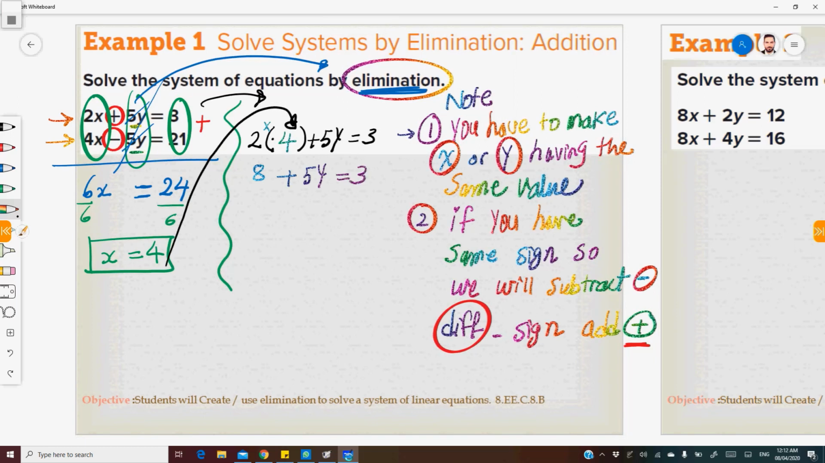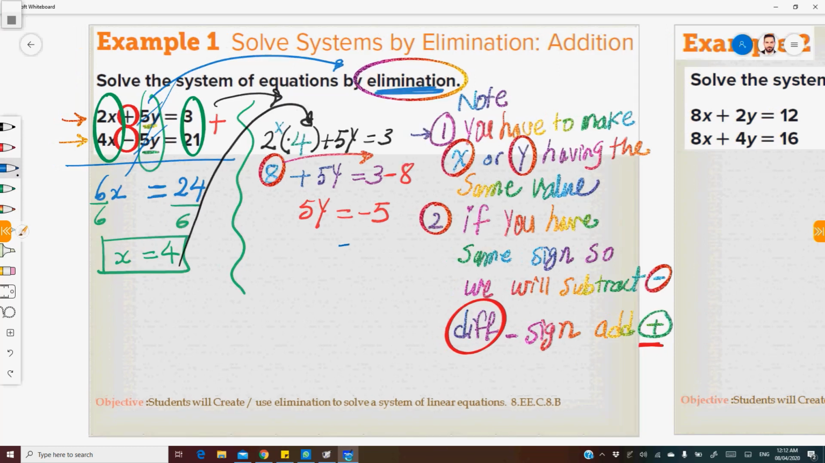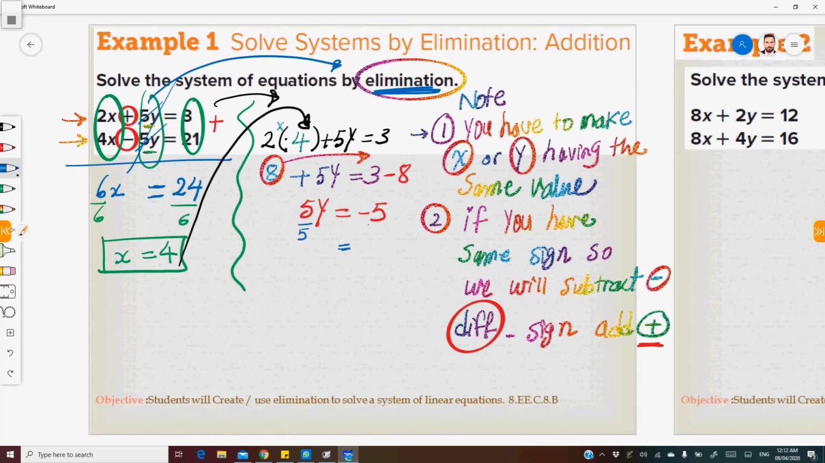You will switch 8 from the left hand side to the right hand side, so it will be minus 8. 5y equals 3 minus 8, negative 5. 3 minus 8 equals negative 5. Then, mister, I have to divide by 5. If you divide 5y by 5, you will get only y. And if you divide negative 5 by 5, you will get the answer negative 1.